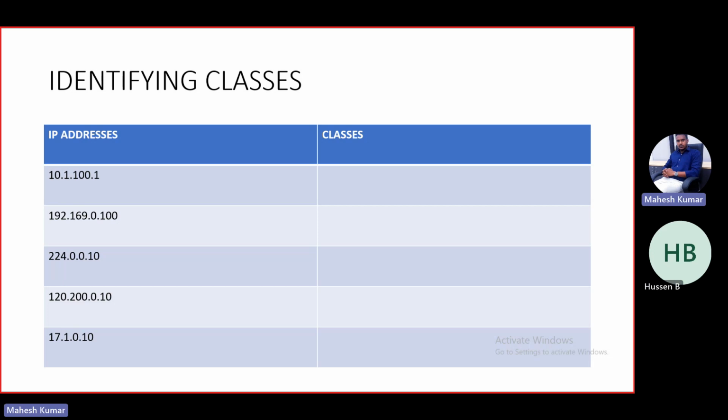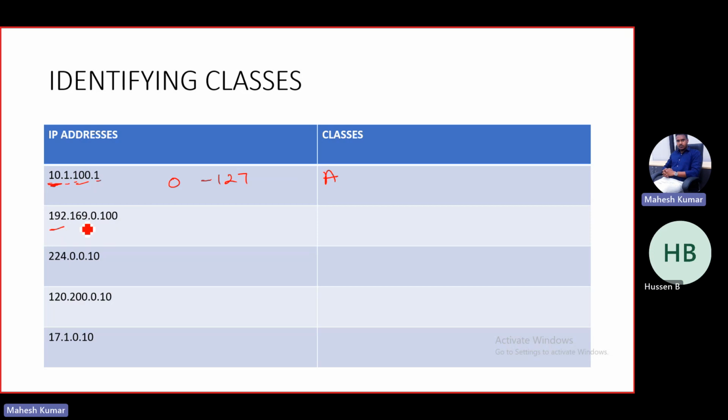So how to identify it is by seeing the range. Class A is 0 to 127. How will you identify whether it is class A or class B, when 100 is there, and so on? By seeing the first octet only, we can simply identify that this belongs to class A.